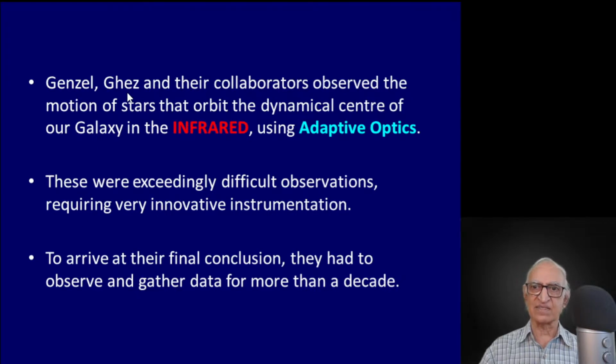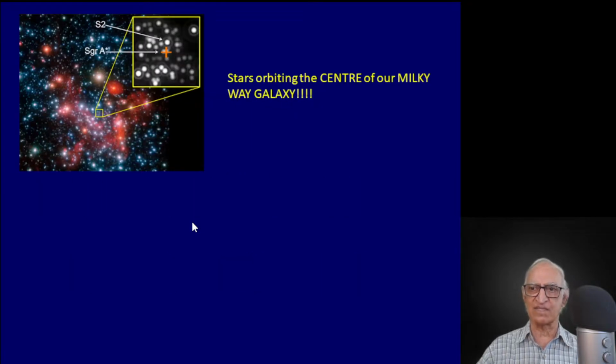Genzel and Andreas Ghez and their collaborators observed the motion of stars in orbit around the dynamical center of a galaxy using infrared techniques that had been developed by Professor Townes and his group using adaptive optics. These were exceedingly difficult observations requiring very innovative instrumentation. And they had to observe and gather data for more than a decade.